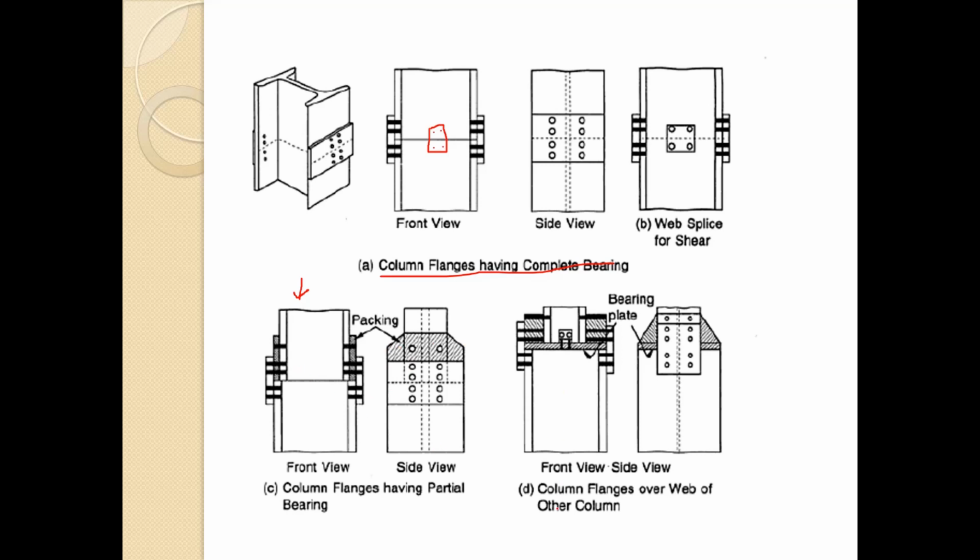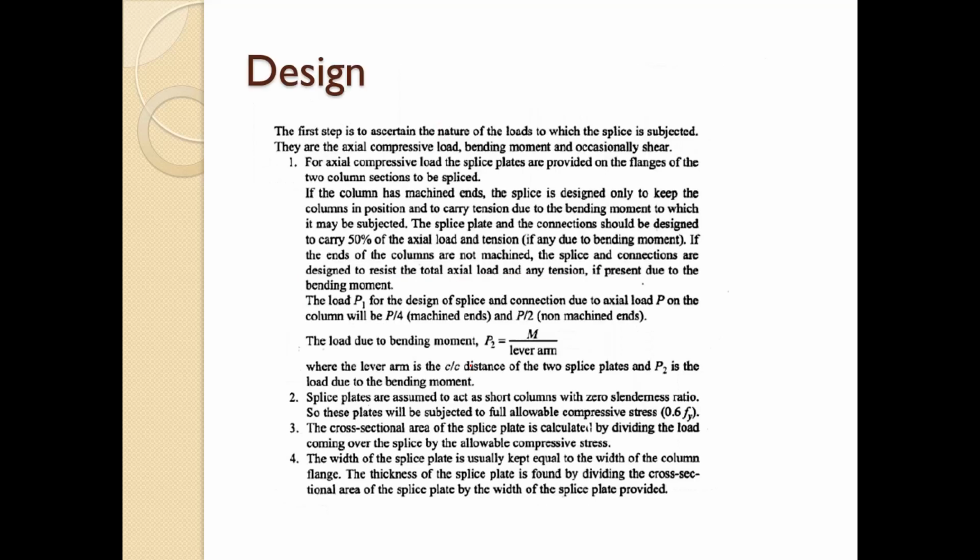And for this case, column flanges over the web of the other column. So what we are doing here is providing a bearing plate, and again we are resting the next column on this particular bearing plate. So we are connecting it with the angle over here, and we are providing the packing over here. So these are some types of the splices.